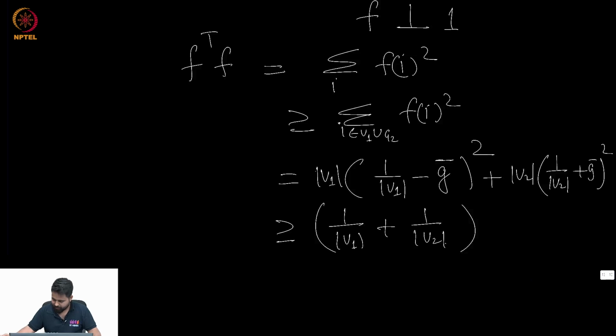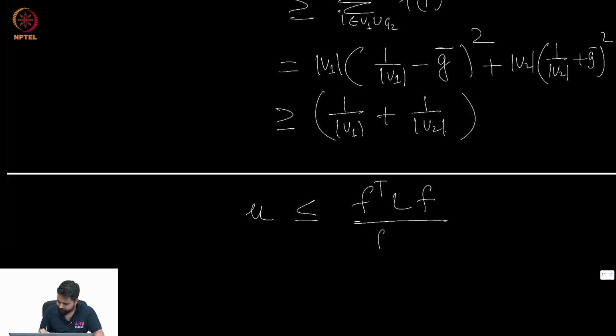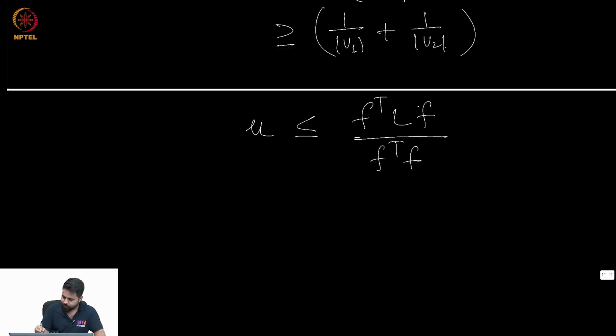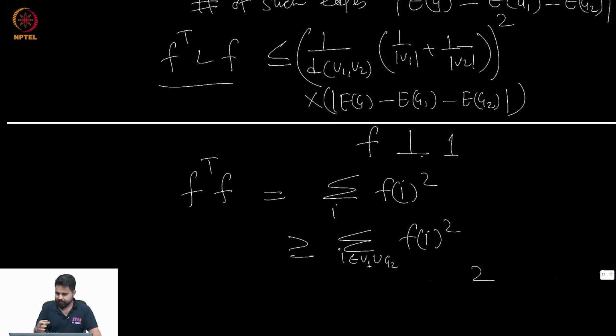What next? The next thing is very simple. We know that mu is always less than or equal to F transpose LF divided by F transpose F, by just the Rayleigh quotient. Let me erase it. And then these things are immediate. So this is in fact less than or equal to, we have seen this quantity, right? F transpose LF is this quantity.